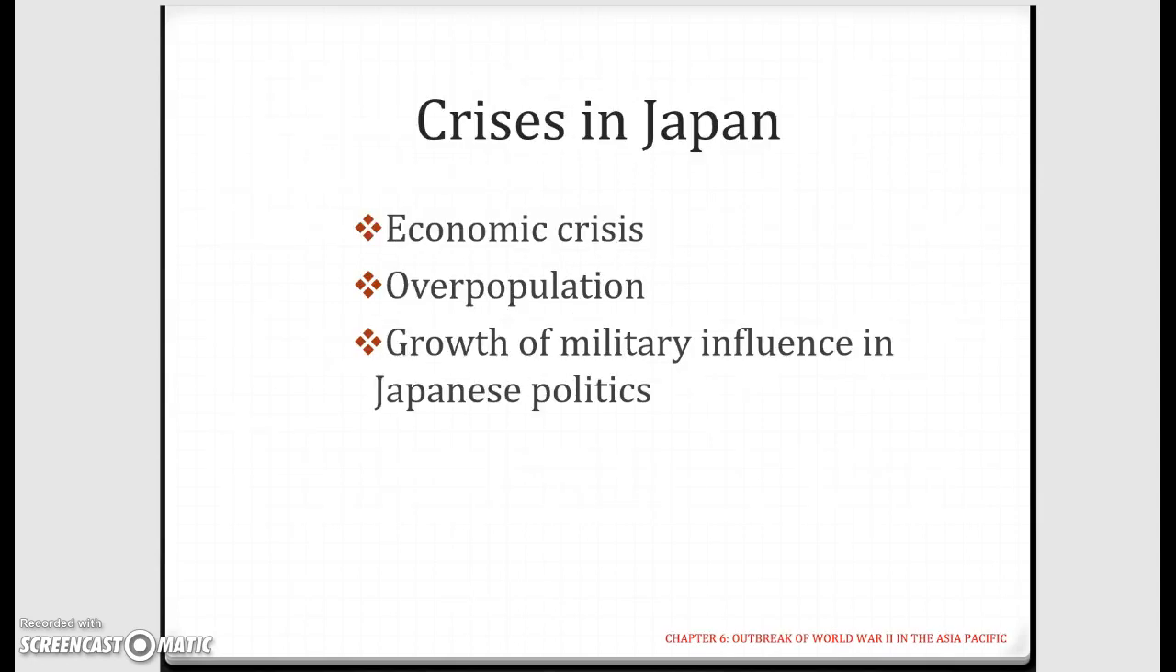Okay, second factor would be on the crisis in Japan. Let me run through this. No, should I run through this quickly? Yeah, okay, let me run through this very quickly in 3.5 minutes. Now, if you can see the economic crisis and the overpopulation, actually it will sort of overlap. When I go into it, you will see that it actually does overlap to some extent.